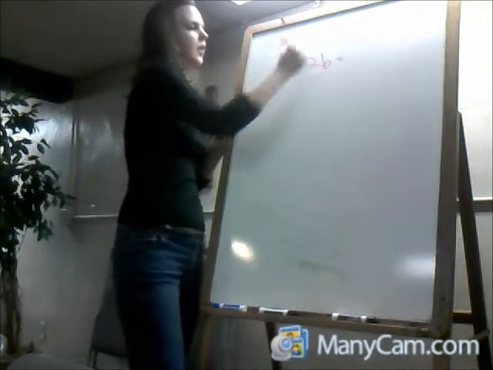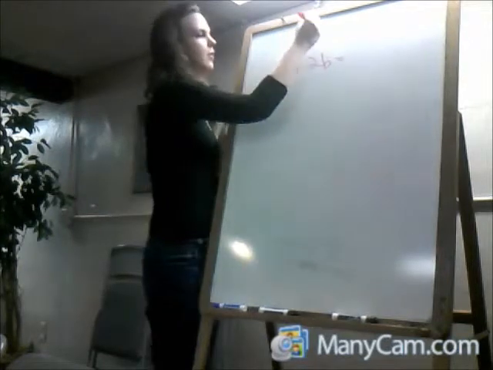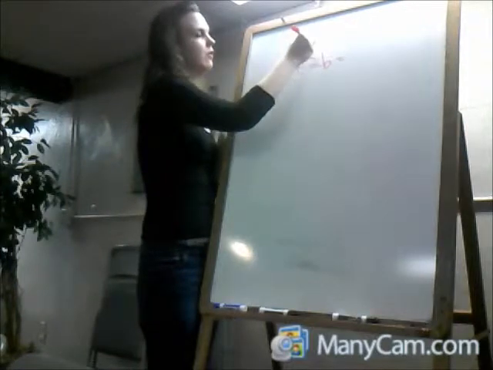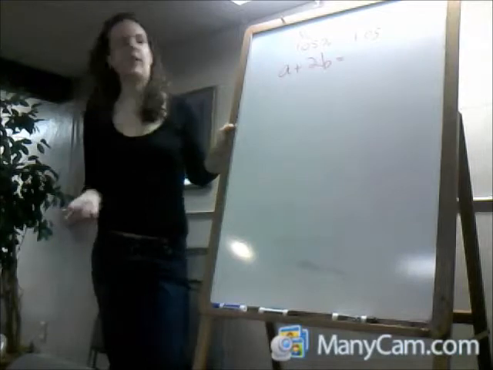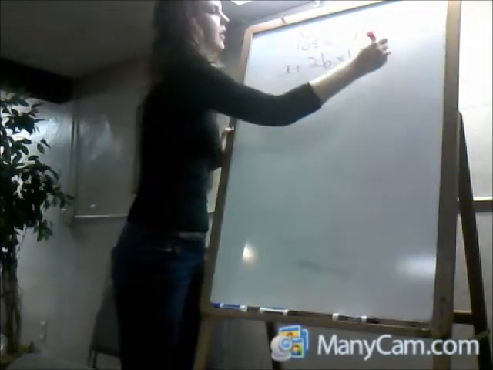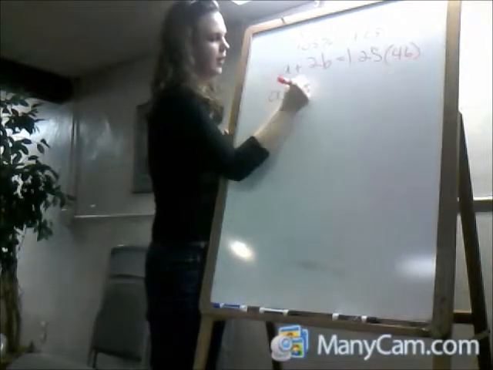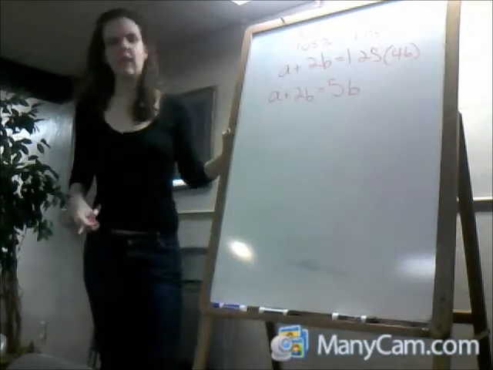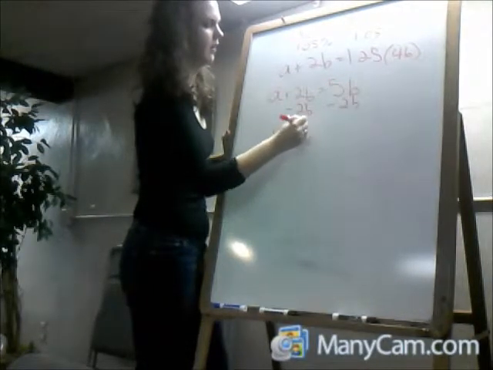Another thing you should be really comfortable with is writing things as percents. Like 80%, we're going to write as 0.8. And something over 100, like 105%, we're going to write as 1.05. So 125% we're going to write as 1.25 times 4b. So we end up saying a plus 2b equals 5b. Then we subtract 2b and get a equals 3b.